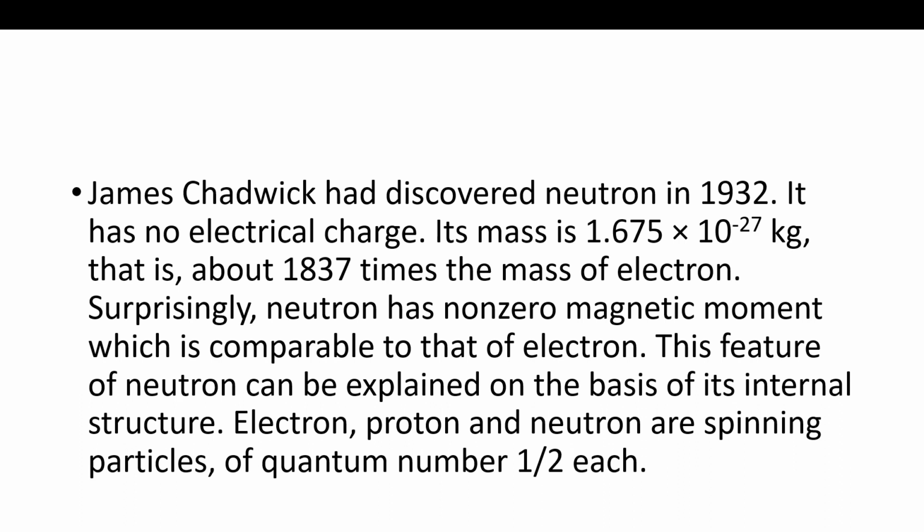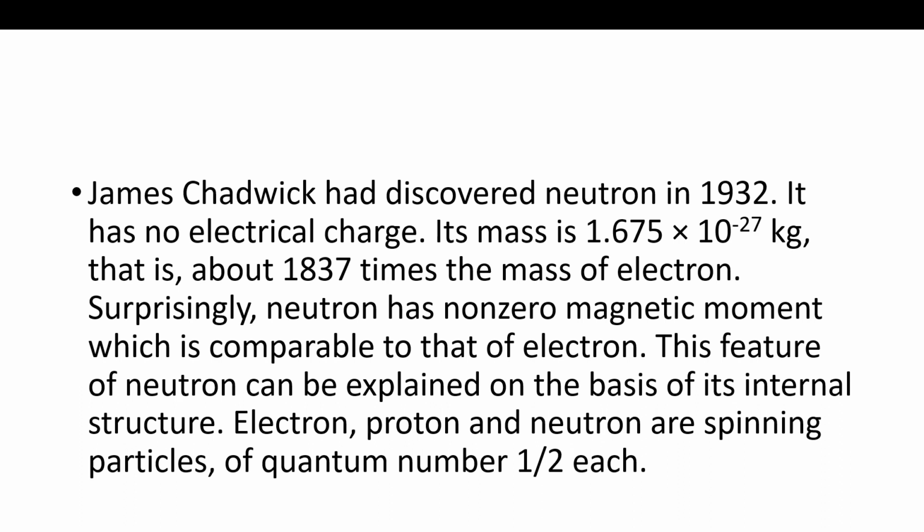James Chadwick had discovered the neutron in 1932. It has no electrical charge. Its mass is 1.675 × 10^-27 kilogram. It is about 1837 times the mass of an electron. Surprisingly, the neutron has a non-zero magnetic moment, which is comparable to that of the electron. This feature of the neutron can be explained on the basis of its internal structure.